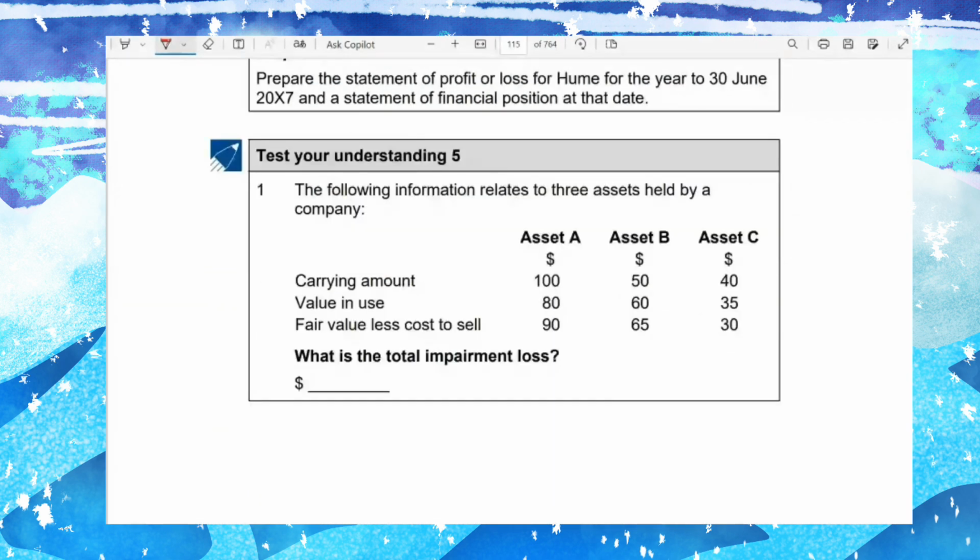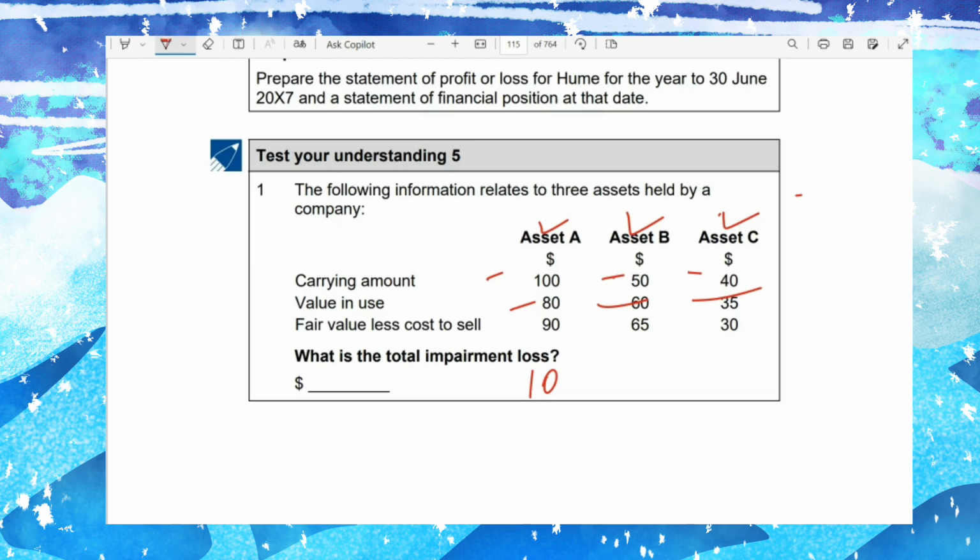Okay, students, let us look at test your understanding 5, number 1. The following information relates to 3 assets: asset A, asset B and asset C. Their carrying amounts are 100, 50 and 40, and the value in use and fair value less costs to sell are 90, 65 and 30. How will we calculate the impairment review for all these assets? For the first, the carrying amount is 100 and the recoverable amount is 90, so an impairment of 10 will be calculated.